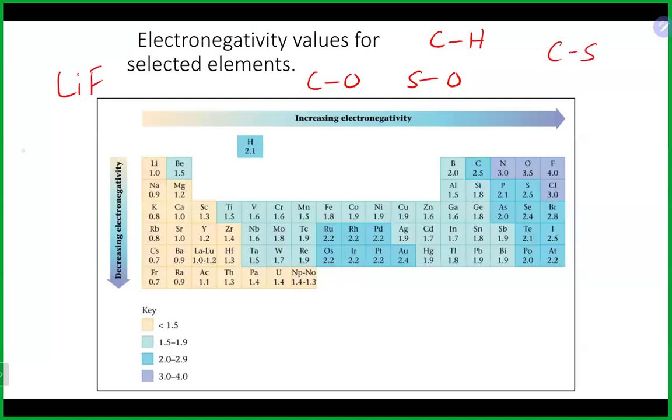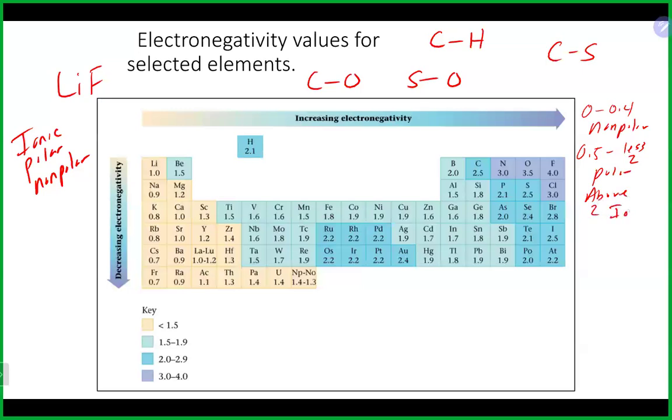So for each of these, use the electronegativity values to decide, is it ionic, is it a polar bond, or is it a non-polar bond? So calculate the difference in electronegativity values there for each of those. And again, I'll put the breakdown for you again. 0 to 0.4, non-polar. Basically 0.5 to less than 2 is polar. And above 2, ionic. All right, so take a moment there, see what you come up with.